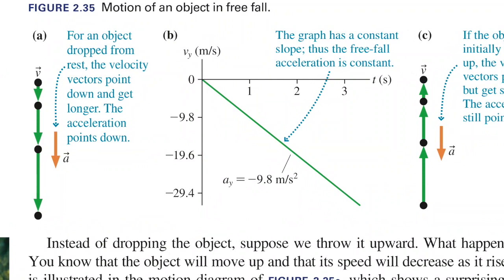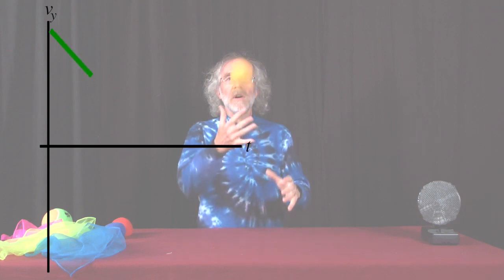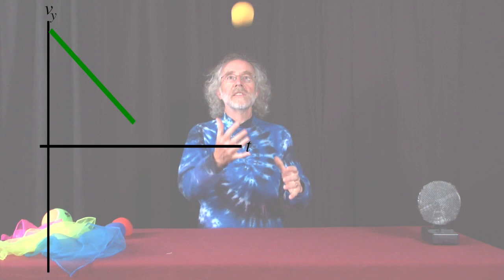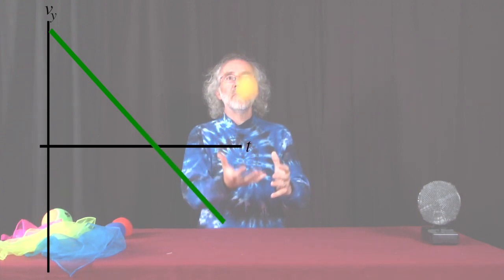And since the acceleration is negative and constant, what that means is this. A graph of velocity versus time will always have a negative slope. So the graph will be a straight line with a negative slope, starts out positive, ends up negative. And the acceleration is the same whether the ball is moving up or whether the ball is moving down.